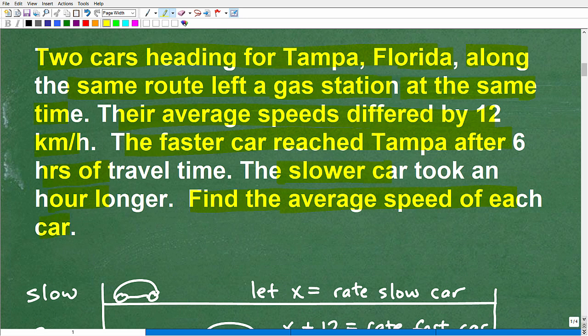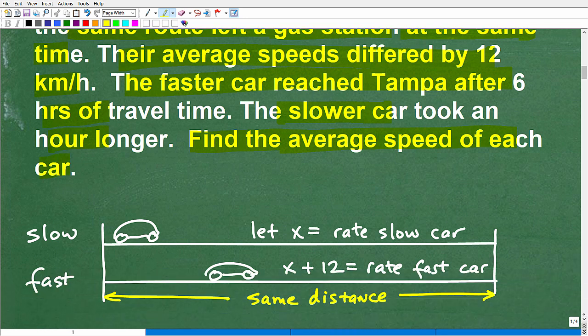So we can think about this. I'm going to pull up more information like this. We have the gas station. We left here. Here's the gas station right here, and they go to Tampa. We have a slow car and a fast car. Obviously, the slow car would be behind the fast car, and they traveled the same distance from the gas station to Tampa. They did cover the same amount of distance.